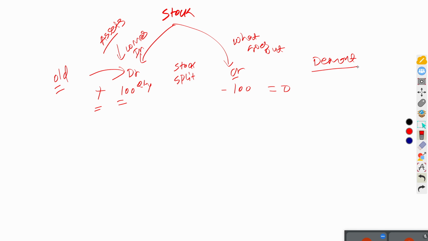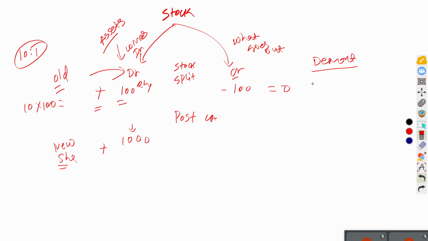So post corporate action, post CA, the company will transfer, let's say the ratio was 10:1. It means 10 into 100, around 1000 new securities that you will receive. And again that will be received in your demat account. So here you can see the balance of 1000 securities.